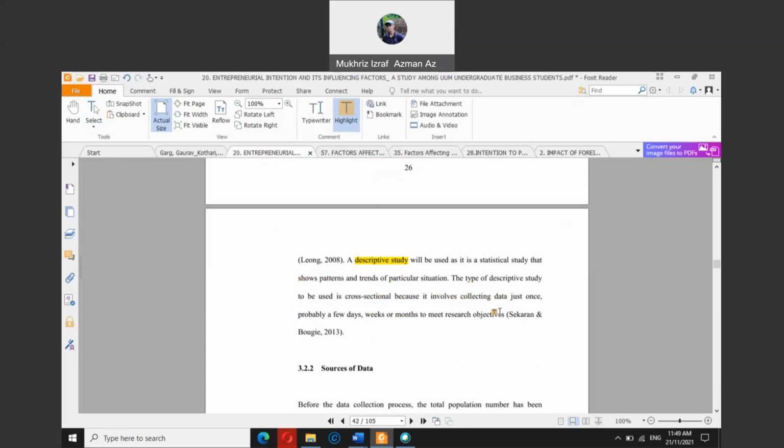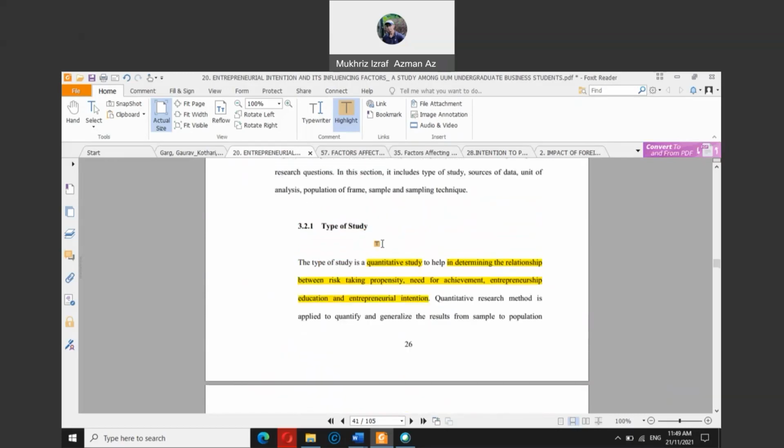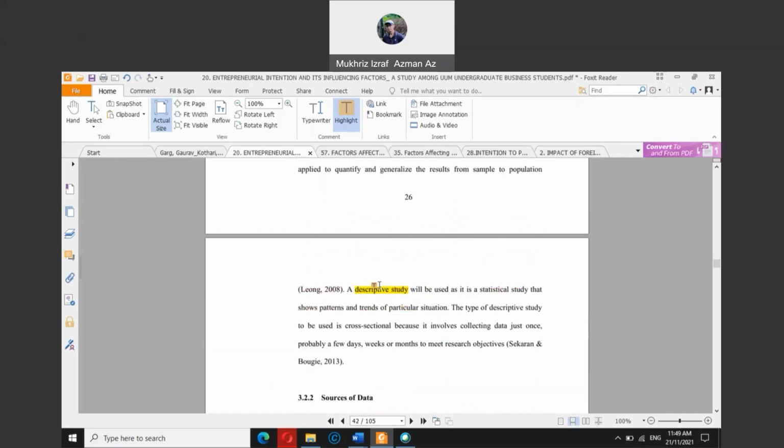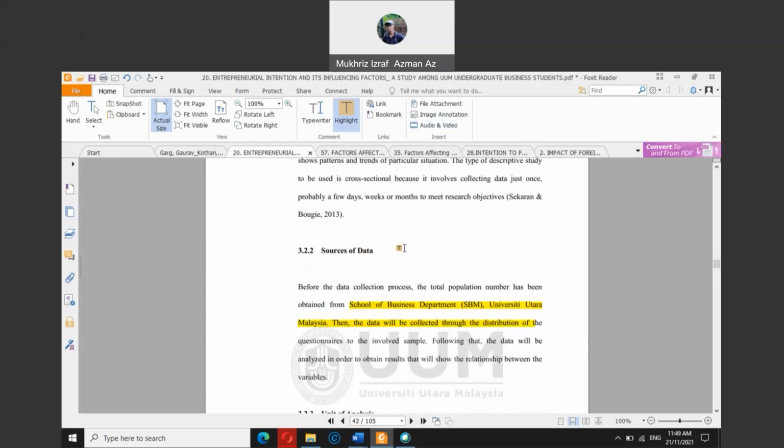Okay, but Sekaran and Bougie, these are the main or one of the popular references, okay, that students or researchers use when it comes to primary data analysis. Okay, so that is the type of study. We're going to combine both quantitative and also descriptive analysis. Okay, and then sources of data. Okay, so this is, you need to pay very important attention.